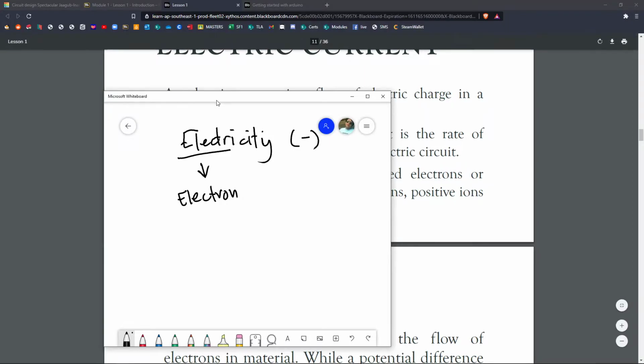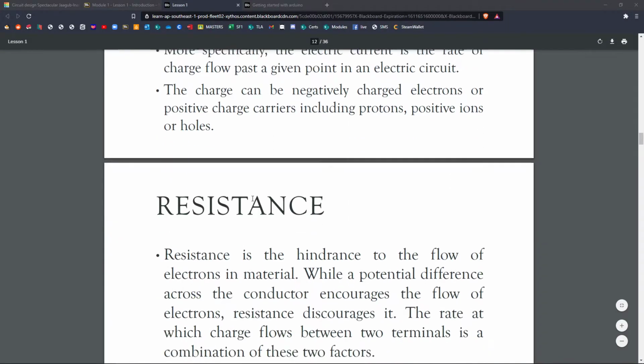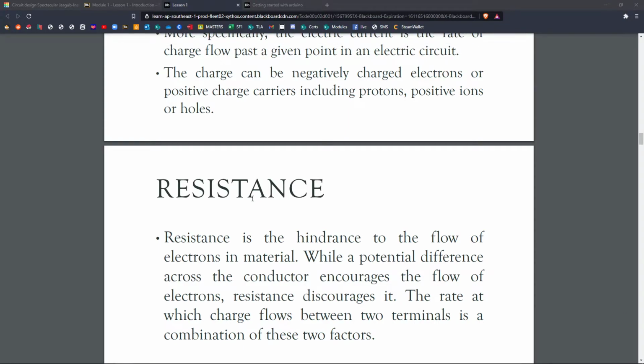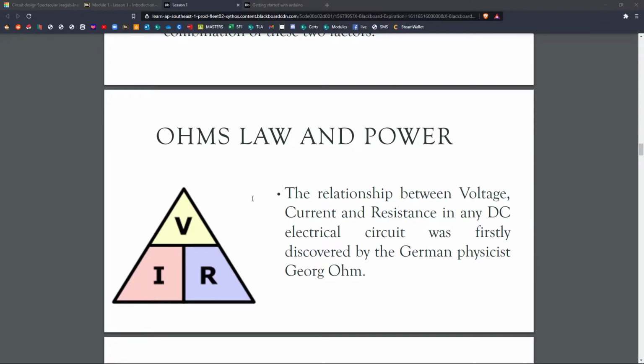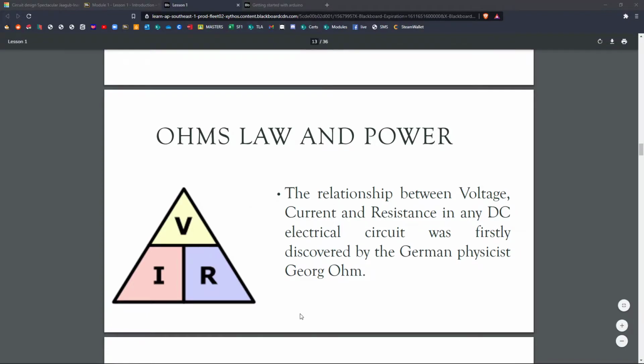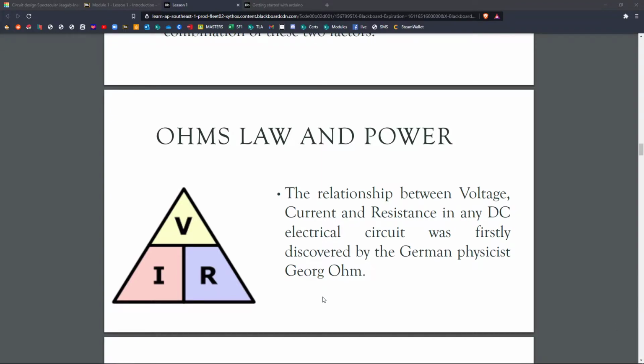So going back, now we have resistance. Resistance is the hindrance of the flow of electrons in the material. A potential difference across a conductor encourages the flow of electrons, while resistance discourages it. Ohm's law, I think this will be discussed in detail by your physics teacher. So eventually we'll get there.